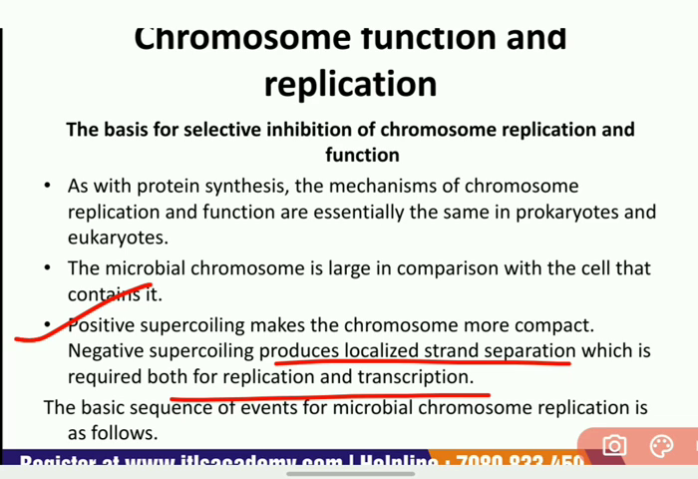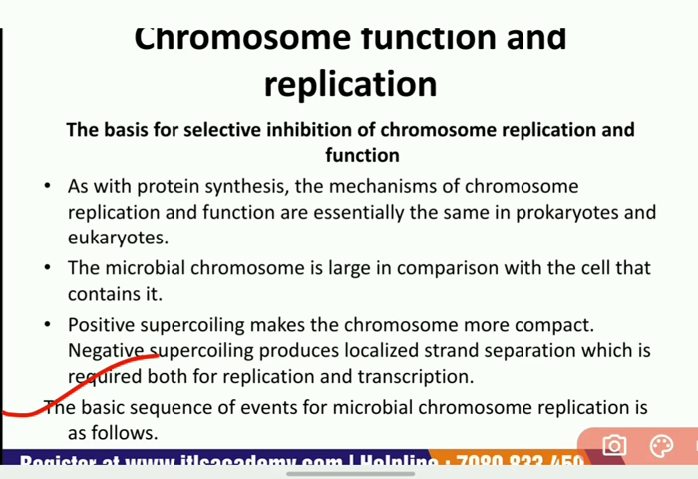In a bacterium such as E. coli, 4 different topoisomerase enzymes are responsible for maintaining the shape of DNA during cell division. They act by cutting one or both of the DNA strands. They remove or generate supercoiling, then reseal the strands. The basic sequence of events for microbial chromosome replication is as follows.